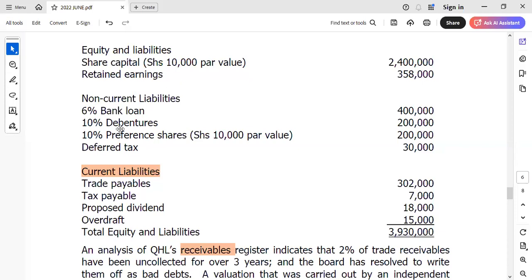In some questions, you'll find that preference shares are under equity. If you find that preference shares are under equity, as you try to get your total liabilities, don't forget to include preference shares as well. These shareholders expect a fixed dividend. It makes it an obligation on the side of the company. So let's just pick.